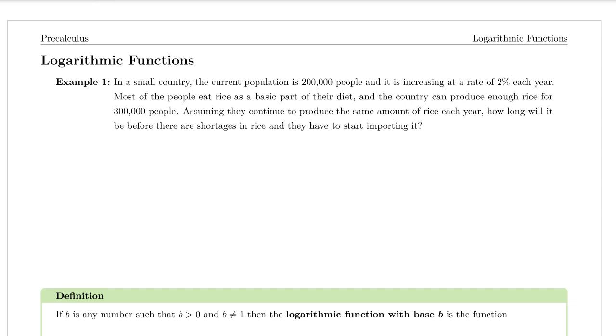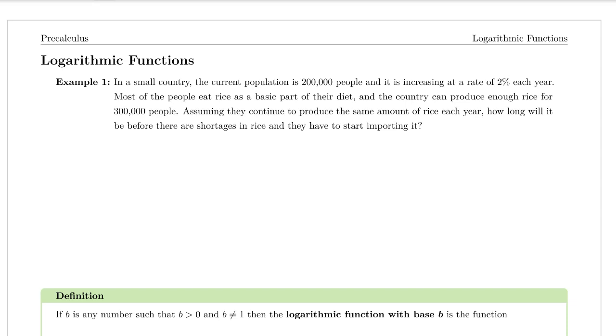Example 1 says, in a small country, the current population is 200,000 people, and it is increasing at a rate of 2% each year. Most of the people eat rice as a basic part of their diet, and the country can produce enough rice for 300,000 people. Assuming they continue to produce the same amount of rice each year, how long will it be before there are shortages in rice and they have to start importing it?